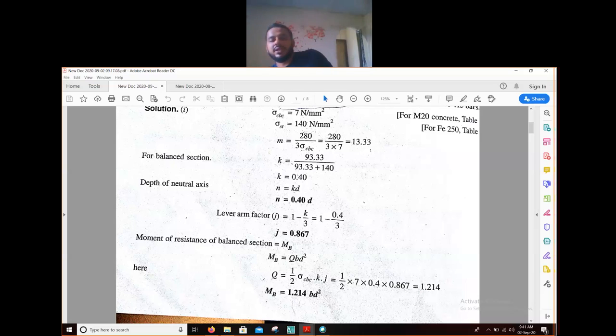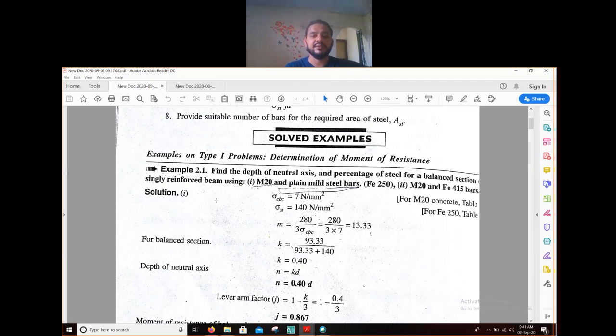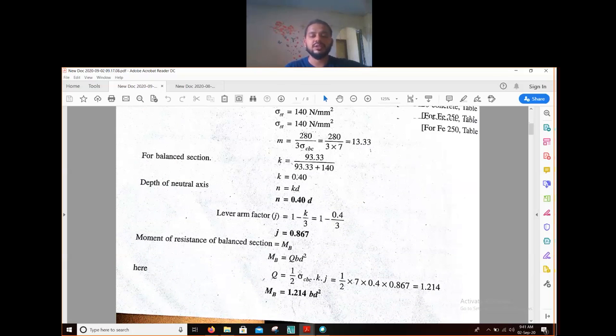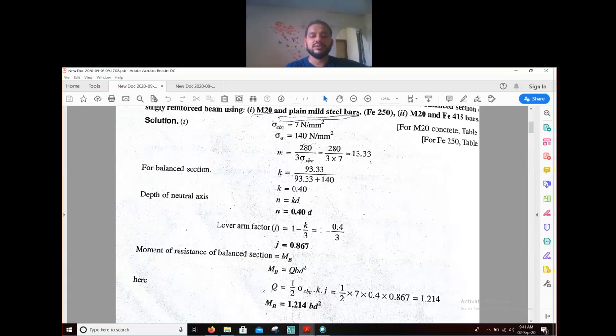Now in this question you can see these values are unknown. What is the width of the beam? It is not given. Width of the beam is not given. D is also not given. So it will remain the same. 1.214 BD square, it will be the same. This will be our moment of resistance.